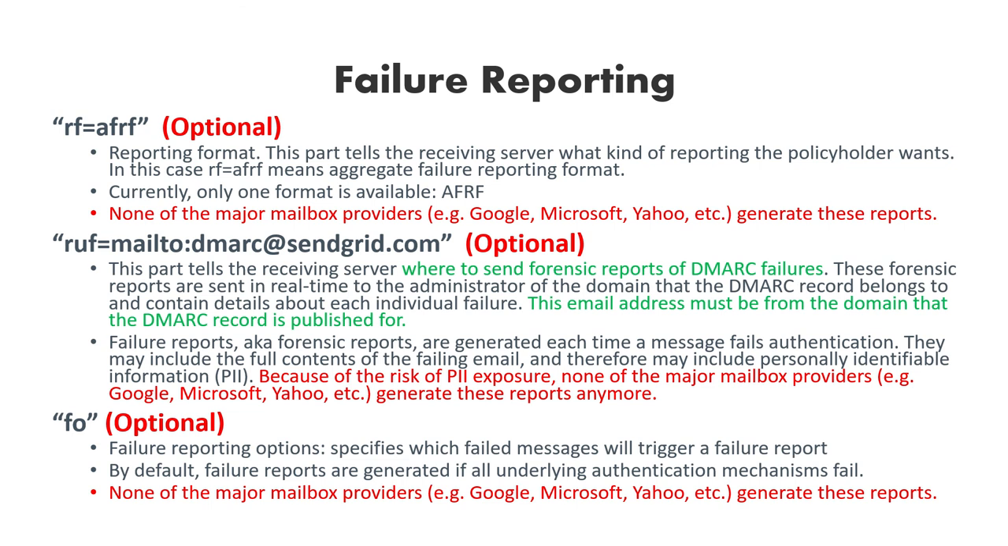FO is optional. Basically, its failure reporting option specifies which failed messages will trigger a failure report. By default, they're all the underlying authentication mechanism failures. Nobody actually uses this to generate the reports. It just generates them anyway, and it doesn't allow for that specificity of the triggers, just because it's only for big players normally, and they're not using it right now anyway. So if they're not using it, then you don't care about it potentially.